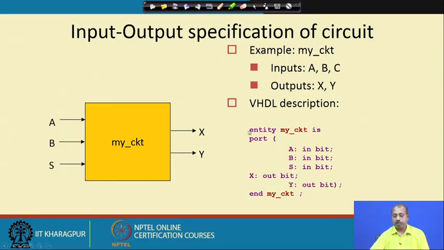You see a number of keywords in this description so far. Entity is a keyword, port is a keyword, then in, out are keywords, and bit is the data type or the signal type. A, B, S, X, Y are signals. They are either input, output, or it can be bidirectional also. So, you can have the mode as in, out or inout, and their type is bit. All of them are of type bit. In this way you can define entities.